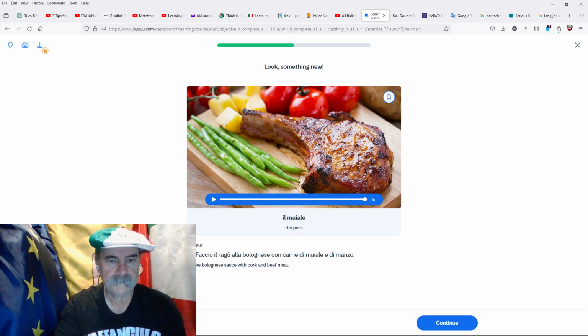No, keep going. Faccio il ragù alla bolognese con carne di maiale e di manzo. Never going to do it that fast.